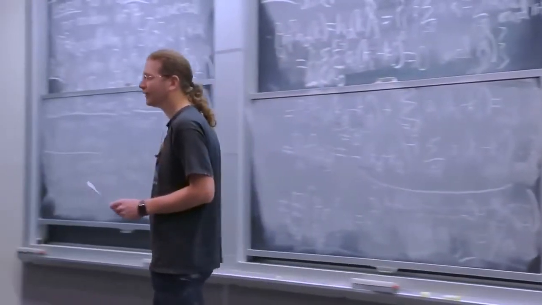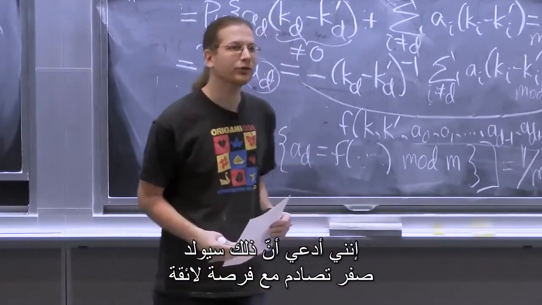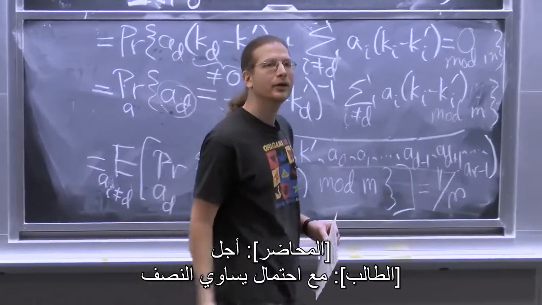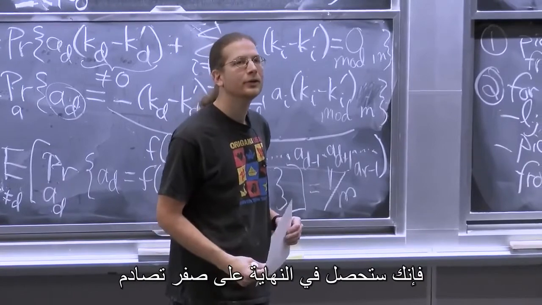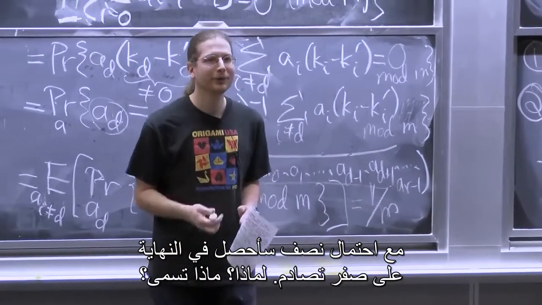Any ideas? I claim this will guarantee 0 collisions with decent chance. Yeah? With 1/2 probability, I'm going to end up with no collisions. Why? What's it called?